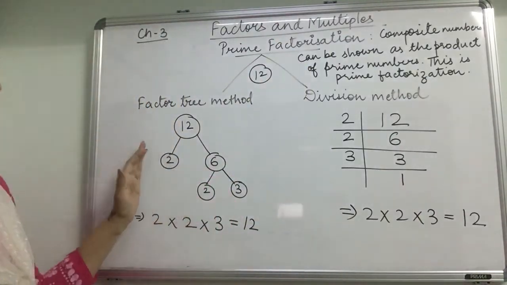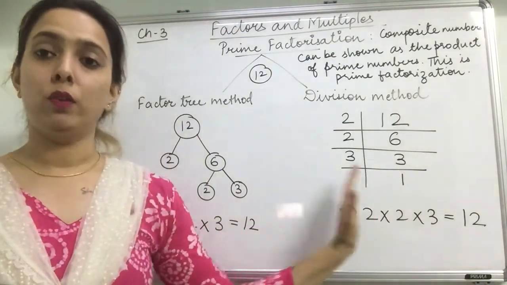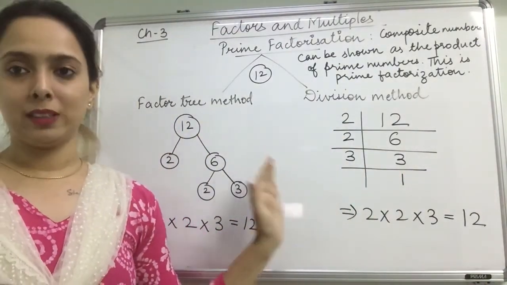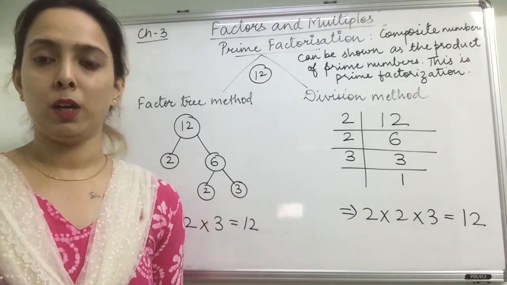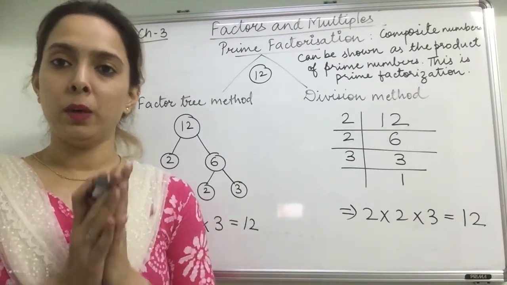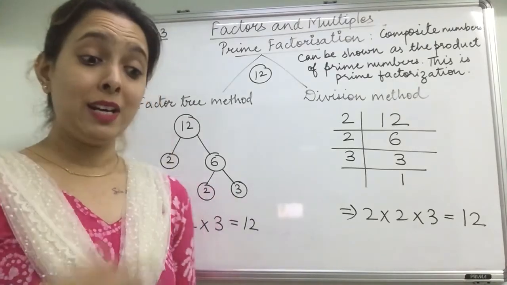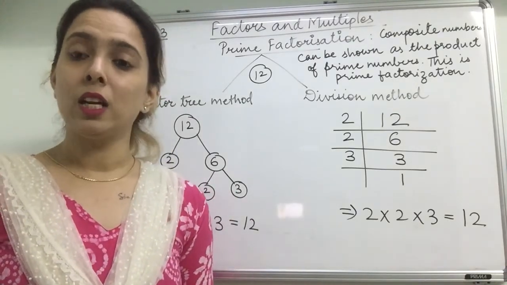So this was the factor tree method and this is the division method. We will do the questions from the exercise. I will explain some more examples, some more questions, so it will be much clearer to you. Now next, exercise 3.2.